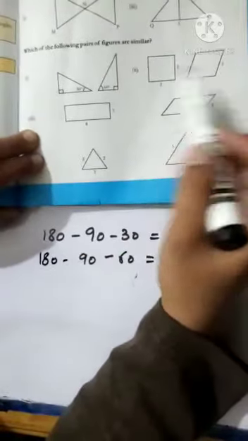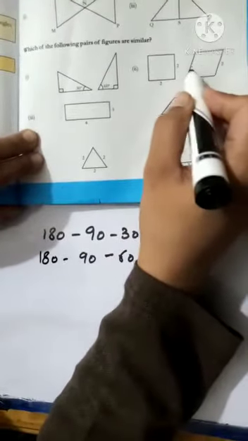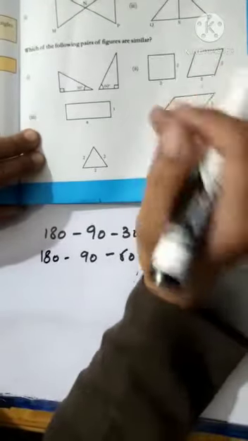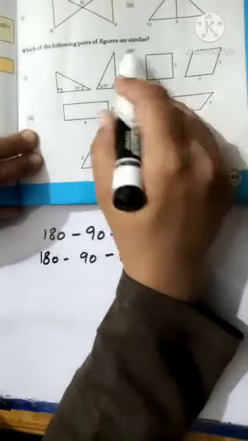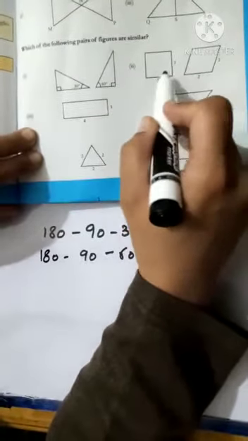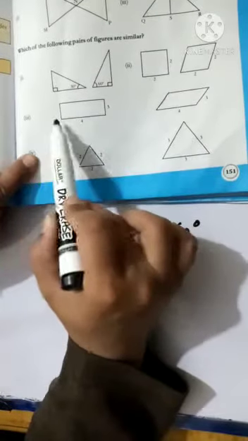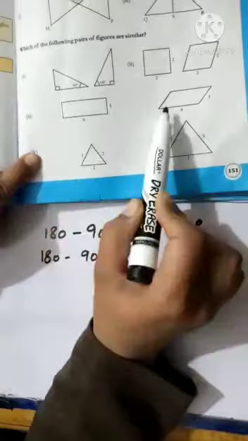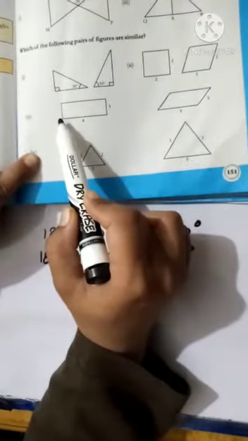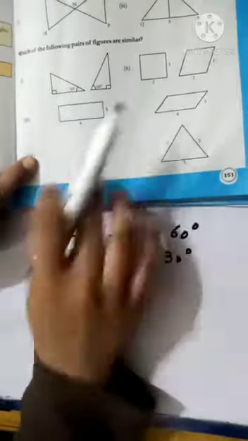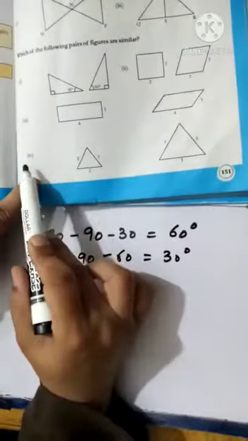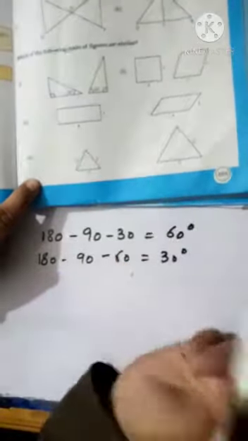But in part number 2, you can clearly see that the angles are not congruent. If the angles are not congruent, then the figures will not be similar, because it is the property that if all the corresponding angles are congruent, then the figures will be similar. The same is the case with part number 3. You can see that the corresponding angles are not congruent. In this figure, all angles are 90, but in this figure, all angles are not 90 degrees. Now in part number 4, these two triangles are similar according to the property.